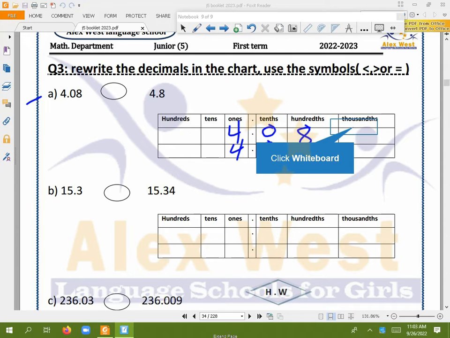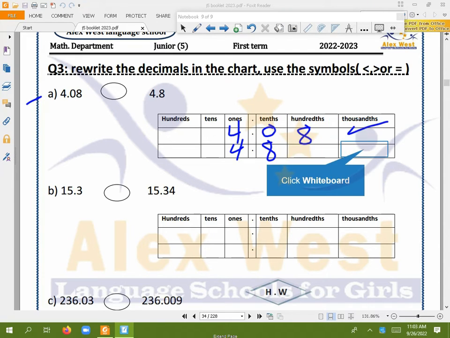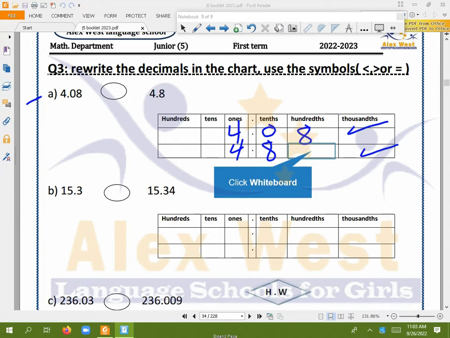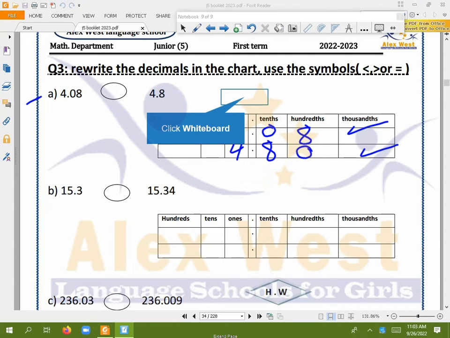So look, do we have the same places in the decimal parts? No. In the first number, we have 2 digits in the decimal part. In the second number, we have only 1 digit in the decimal part. So we put 0 beside it to make a balance between the two of them. And now we can compare the two numbers.